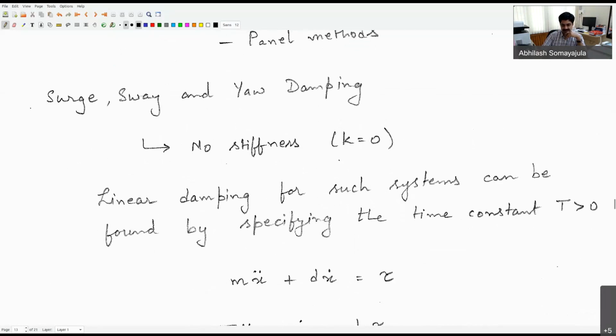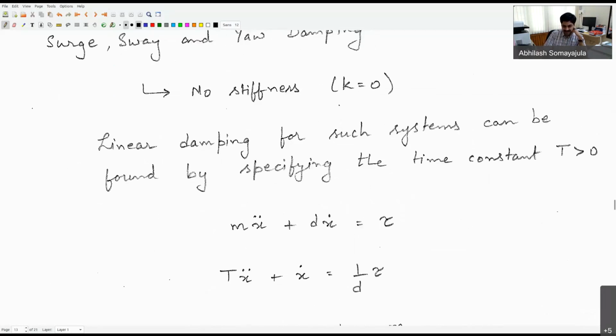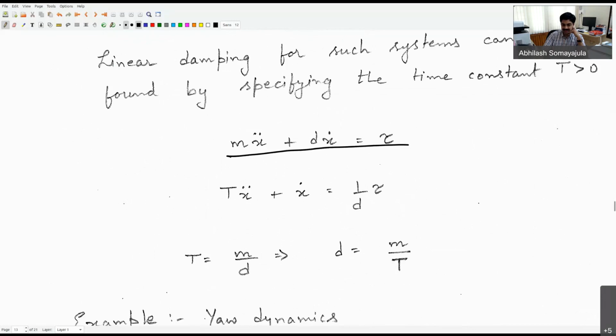That we do by specifying a time constant. So here we are looking at systems which do not have any stiffness in them, and we try to express this system in terms of something which looks like our Nomoto's equation, where we are specifying things in terms of a time constant. As long as we specify a time constant, the damping can be evaluated as we are seeing here. Basically I'm making a comparison between the spring mass damper system and the time constant based system, and deriving the relationship that this value of T is nothing but m by d, and therefore d will be given by m by T.